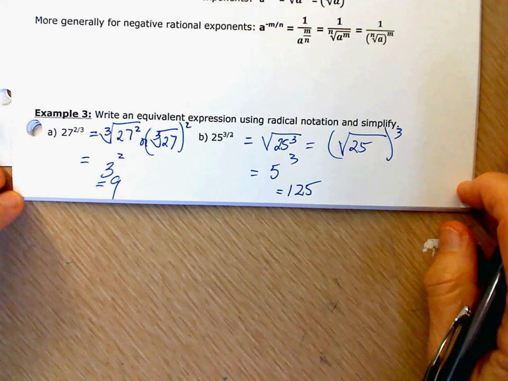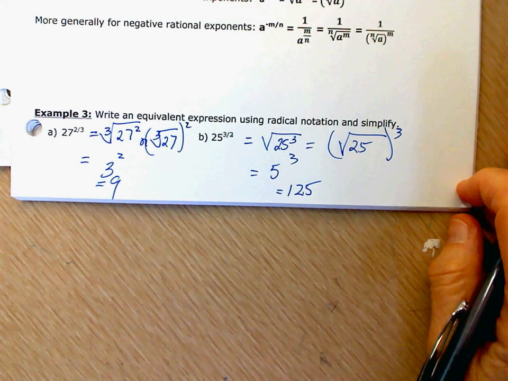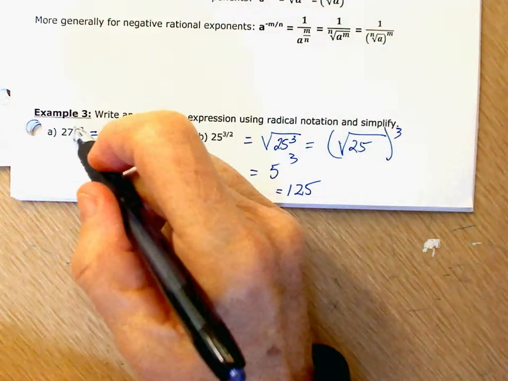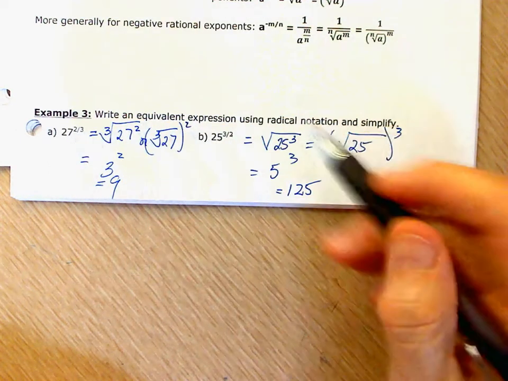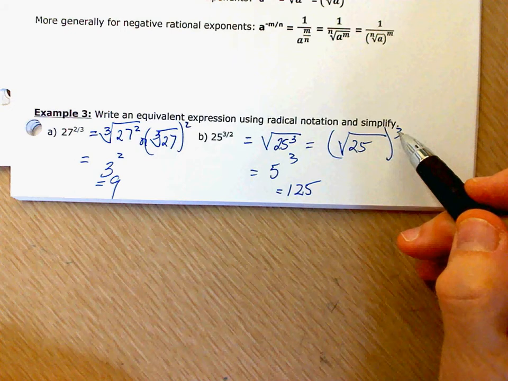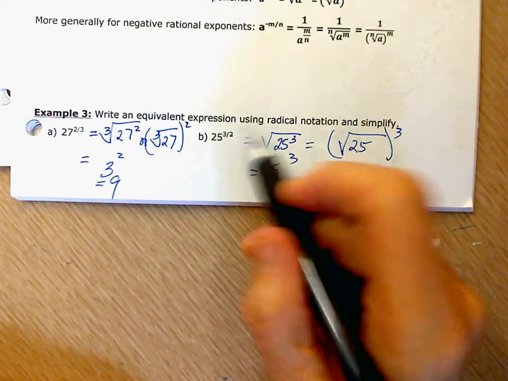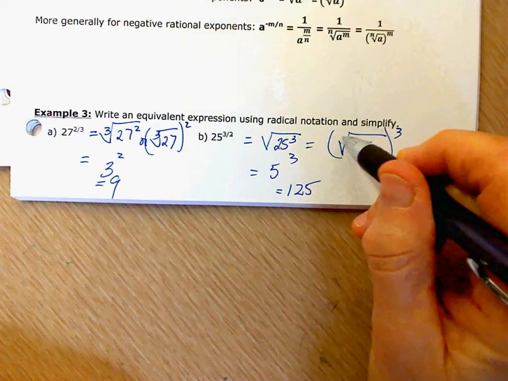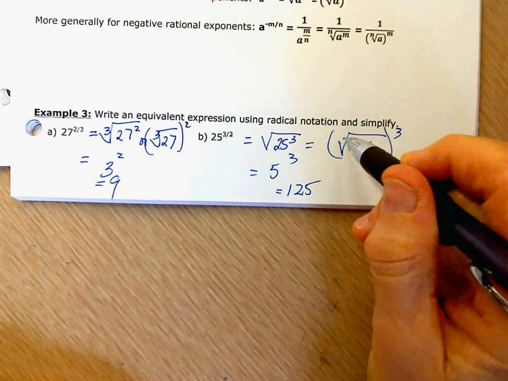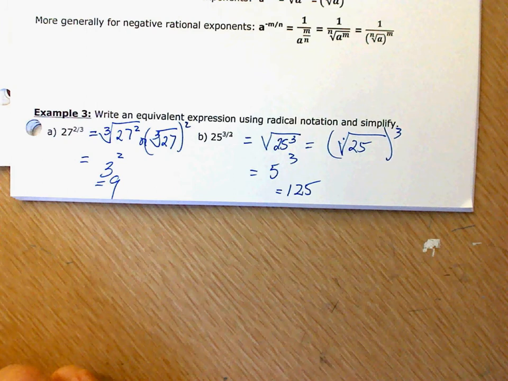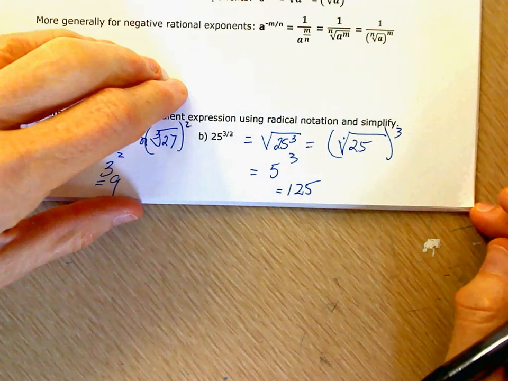Can I explain anything better? Just remember, the numerator of the fractional exponent goes on the outside. The numerator here is 3, that goes on the outside. The denominator goes right in there, and since it's 2, we don't write it because it's redundant. It's understood.